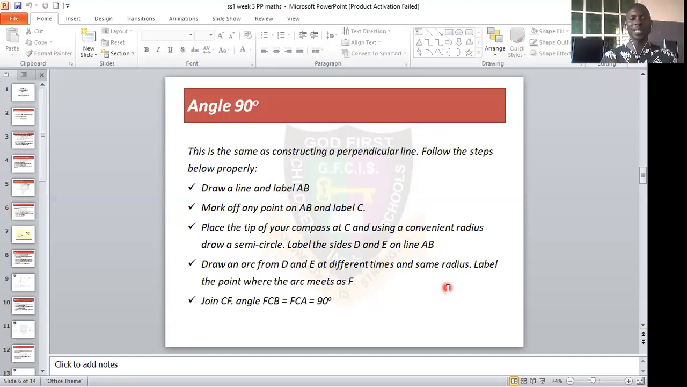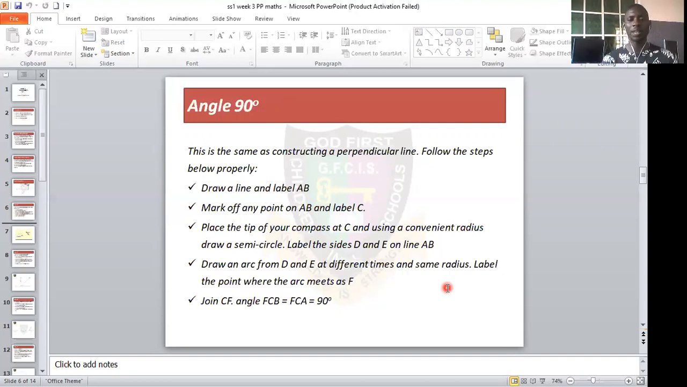Place the tip of the compass at C, using a convenient radius. I told you the radius is the length from the pin of the compass to the pencil, the length you choose. Using a convenient radius, draw a semicircle on line AB. You know how to draw a semicircle; half of a whole circle is a semicircle.